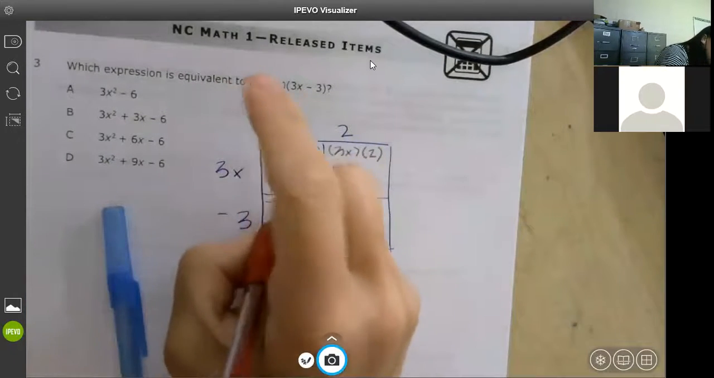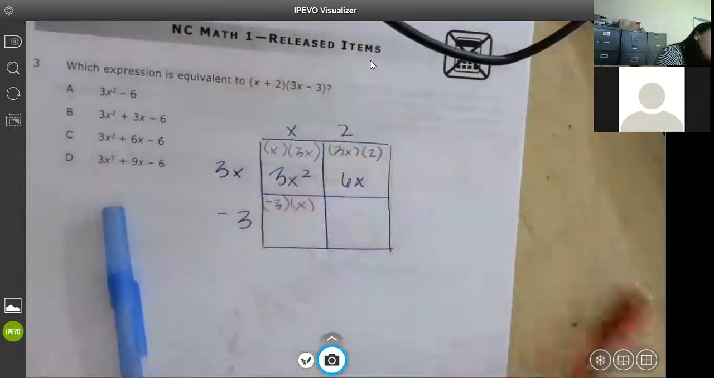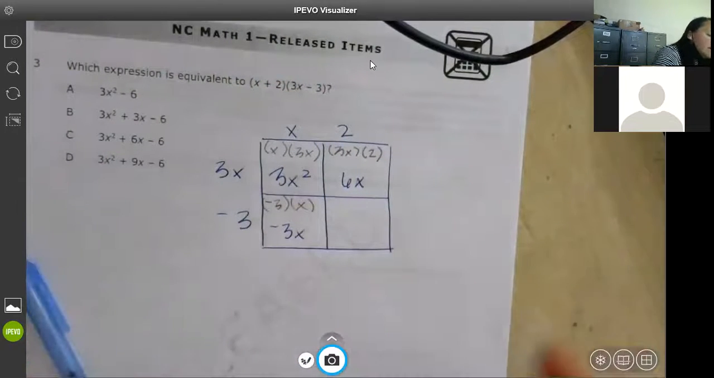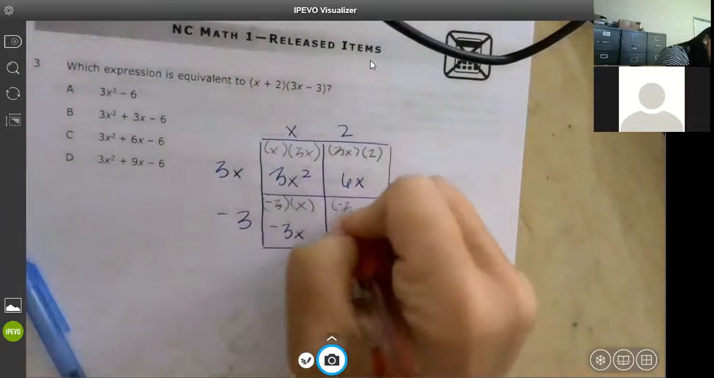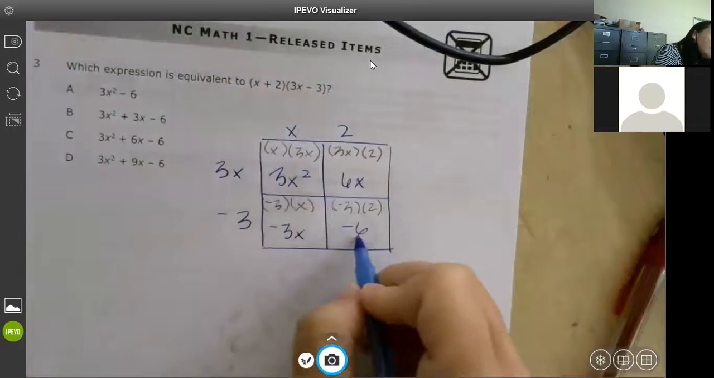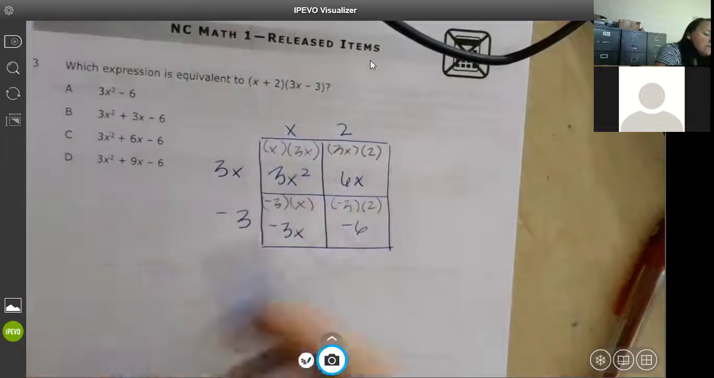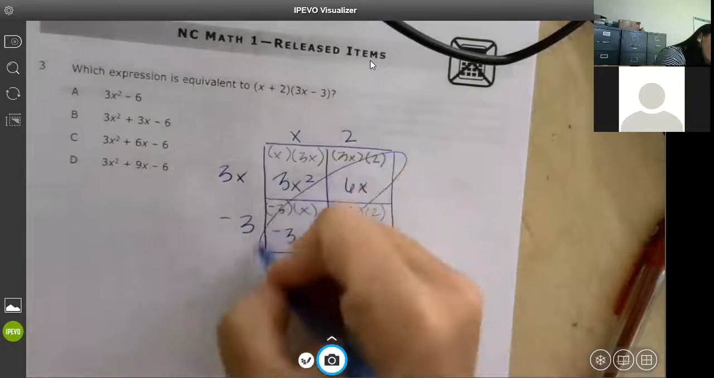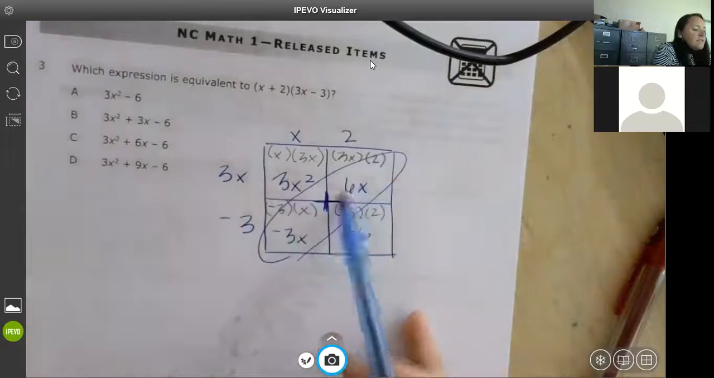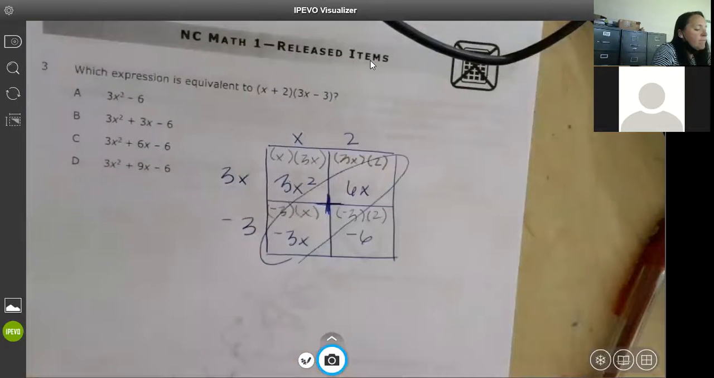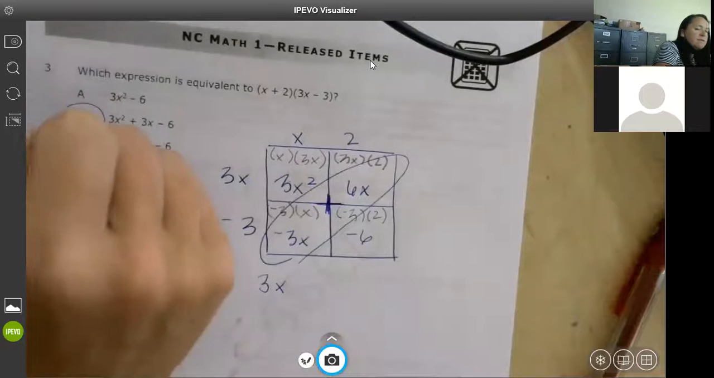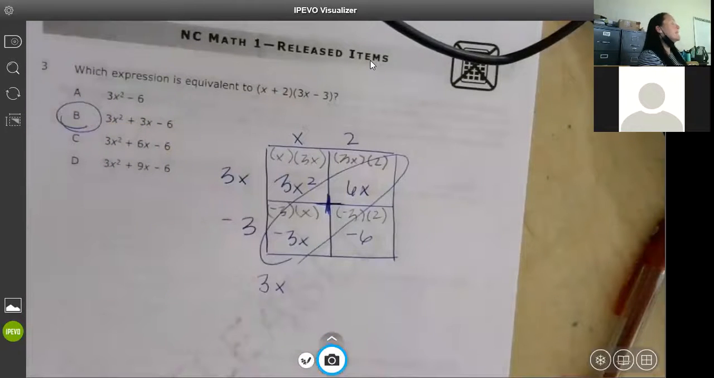This one is negative 3 and x, which gives you, just squish them together, negative 3x. The last box is negative 3 and 2, which gives you negative 6. Now, if you look, all of them end in negative 6. This is what we got to figure out. Remember, this is a big fat plus sign. What is 6 plus negative 3? Positive 3x. So your answer is B, positive 3x.